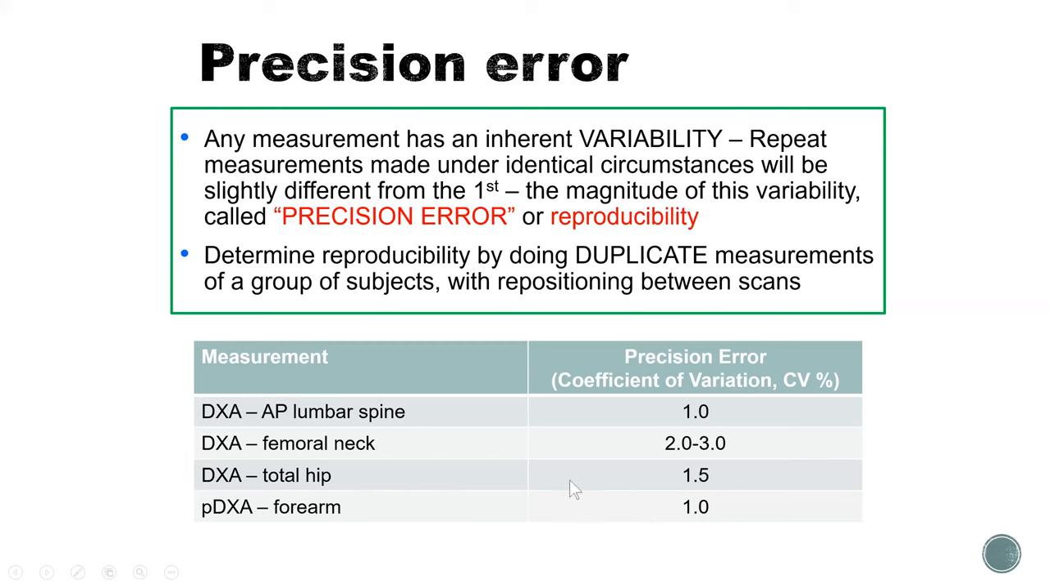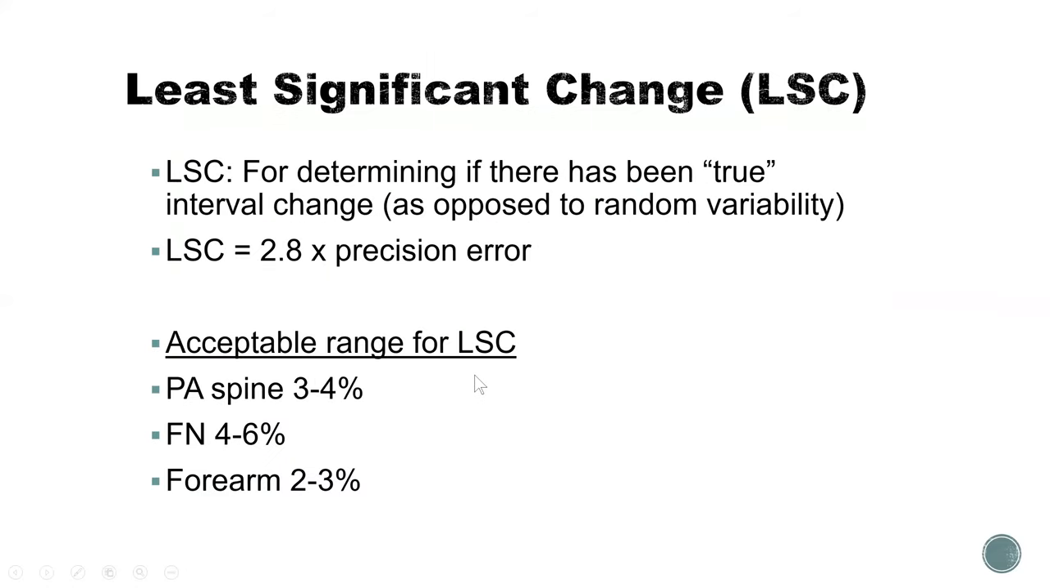Now, the importance of this is actually because this helps you calculate whether someone's bone density has changed significantly. So the least significant change is to determine whether there's been a true interval change in your bone density measurement, and it's actually based on your precision error. The calculation is 2.8 times your precision error. So if you have someone who cannot accurately measure bone density and their precision error is higher than what I showed you in the last slide, then the least significant change will be larger for that particular radiographer or technologist. But generally speaking, we would accept that your spine bone density would probably have to change by 3 or 4% to truly know that it's changed.